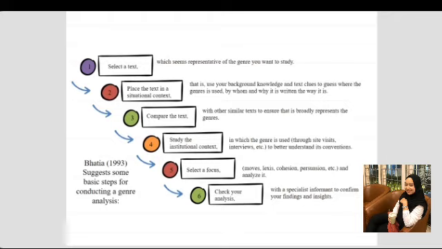First is select a text which seems representative of the genre you want to study. The second is place the text in a situational context, that is, use your background knowledge and text clues to guess where the genre is used, by whom, and why it is written the way it is. And the third, compare the text, study the institutional context, select the focus, and the last is check your analysis with a specialist informant to confirm your findings and insights.